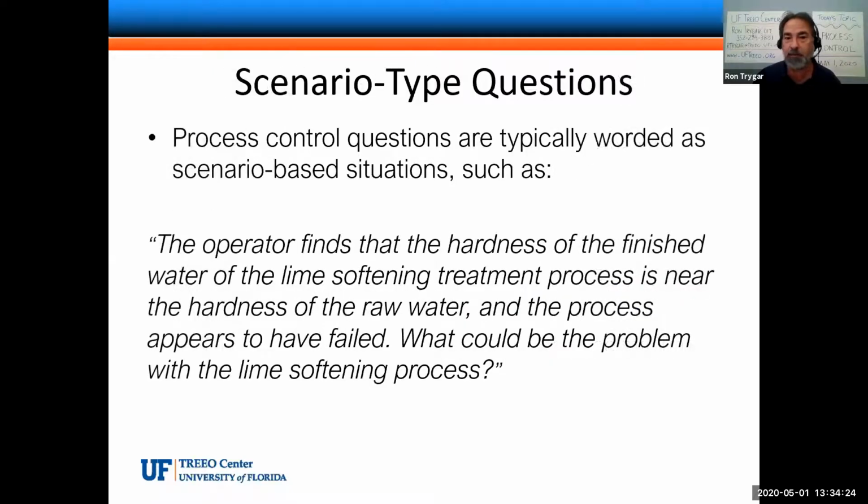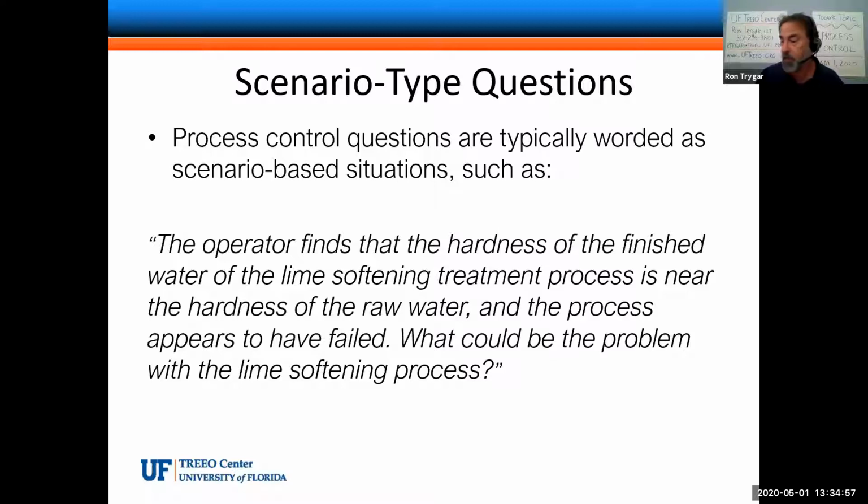The scenario type questions are typically wordy themselves. They might be kind of long, and sometimes they're kind of vague, where you have to infer what they're asking, but it is something that you can do, and these references are found in the books. Here's a good example of a question. It says the operator finds that the hardness of the finished water of the lime softening process is near the hardness of the raw water, and the process appears to have failed. What could the problem be with the lime softening process?